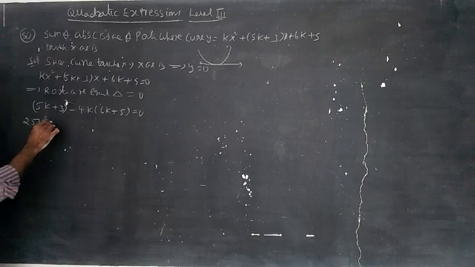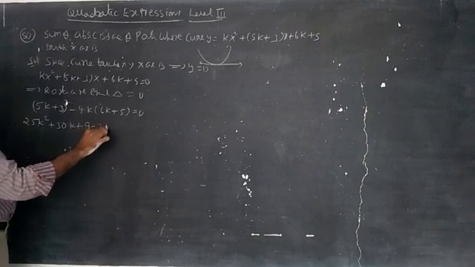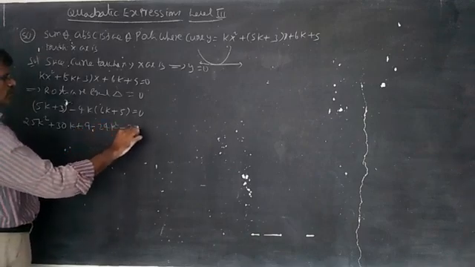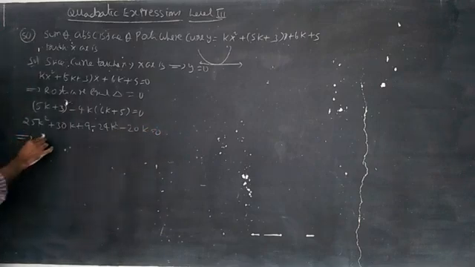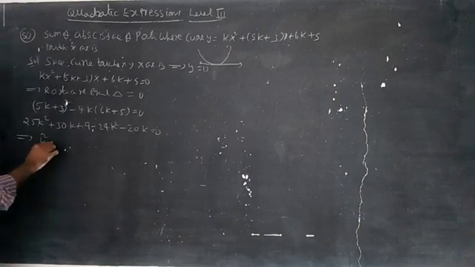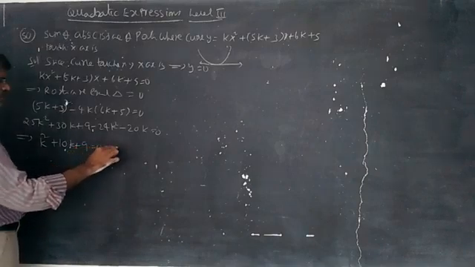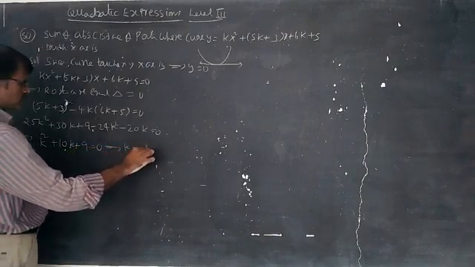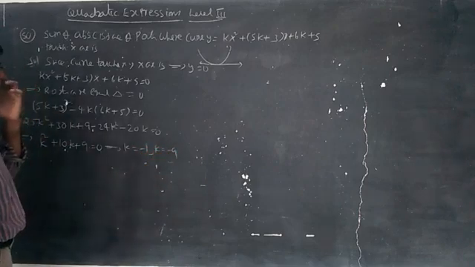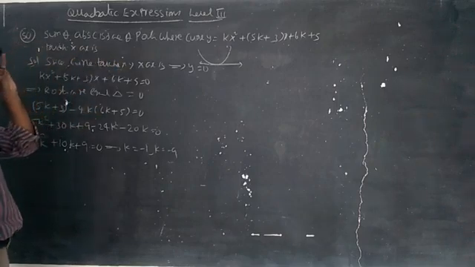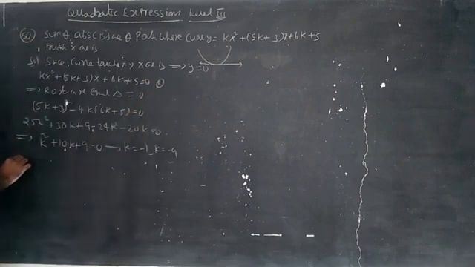Now 25k square plus 30k plus 9 minus 24k square minus 20k is equal to 0. 25k square minus 24k square is k square, plus 10k plus 9 equal to 0. From this equation we get k is equal to minus 1, k is equal to minus 9. Now we verify the x values for each of these.